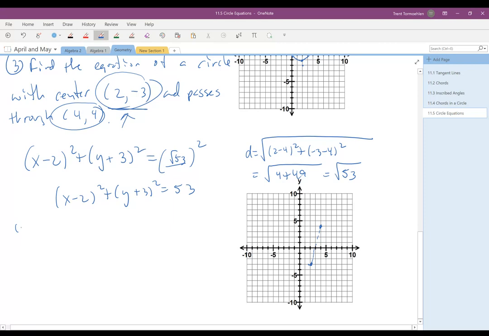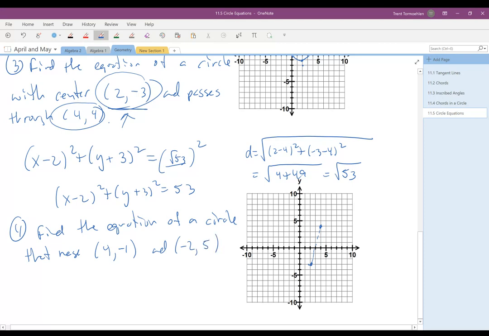One other one that you could do would be this. Find the equation of a circle that has 4, negative 1, and negative 2, 5 as endpoints of a diameter. And so what this one identifies is you do 4, negative 1, negative 2 over, 5 up, and that represents a diameter of the circle we're trying to draw.